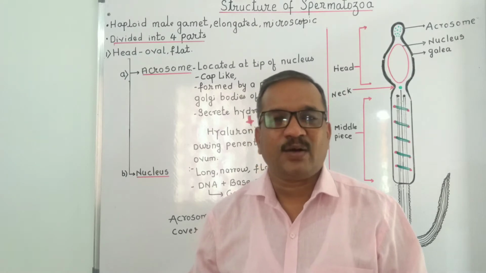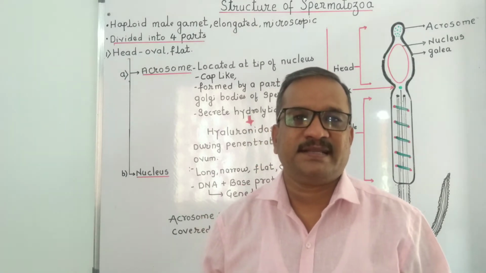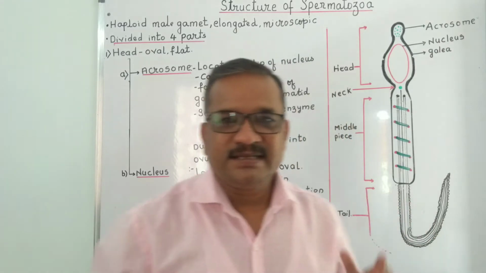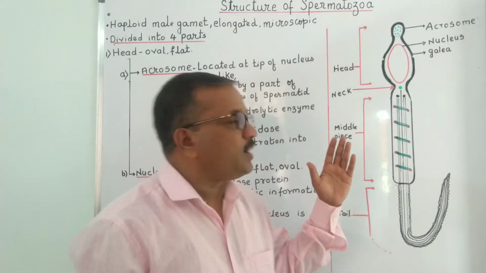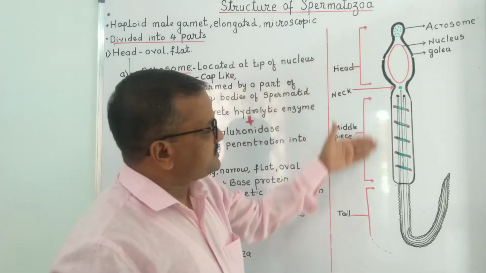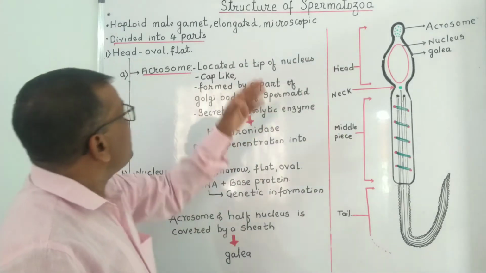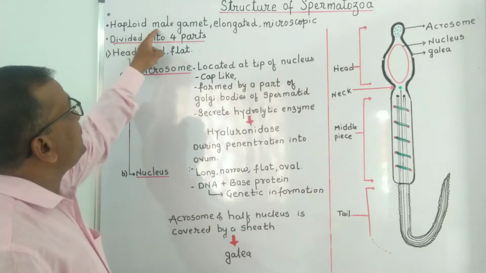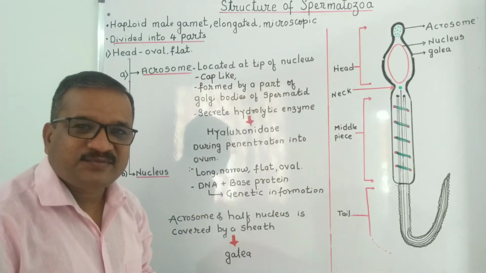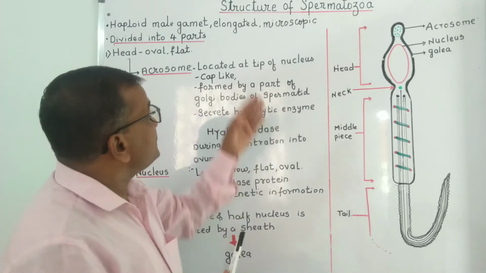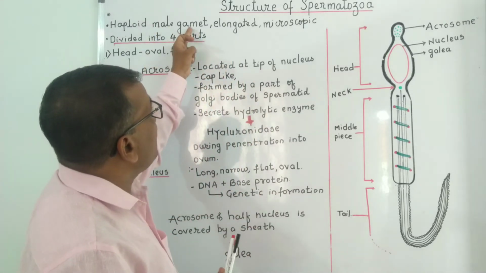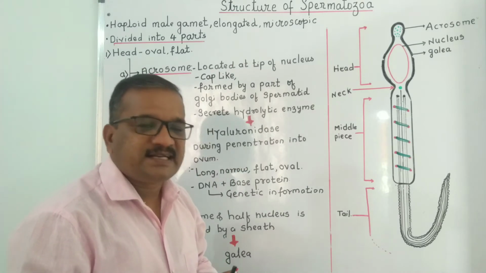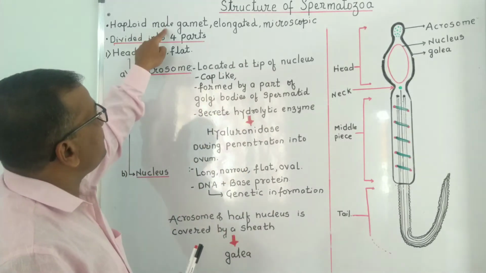We have seen how the formation of sperms takes place inside the structure of testes. So now let us see the structure of spermatozoa. This is the typical structure of spermatozoa. As we know, spermatozoa is a haploid male gamete. Haploid means what? Inside the nucleus of this male gamete, or spermatozoa, n number of chromosomes are present. That's why it is called a haploid male gamete.